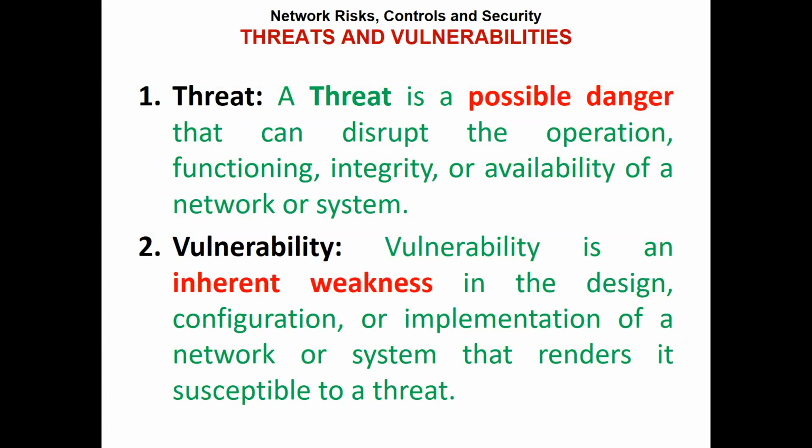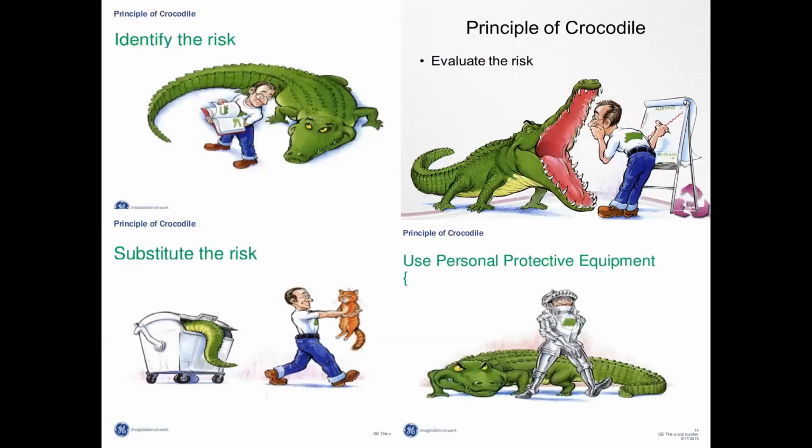So threat means possible danger. Vulnerability means inherent weakness. Inherent weakness means you have a username and password, but the password is just 123, or the username itself is the password. Say for example, John is the username and the password is also John. That means vulnerability is there. Easily you will be able to crack that. So possible danger is threat. Inherent weakness is vulnerability. This is an example given.